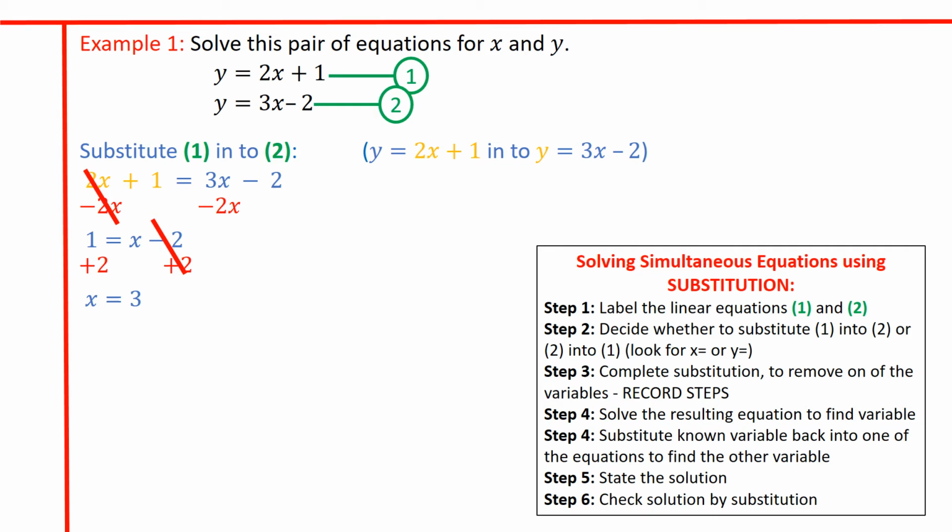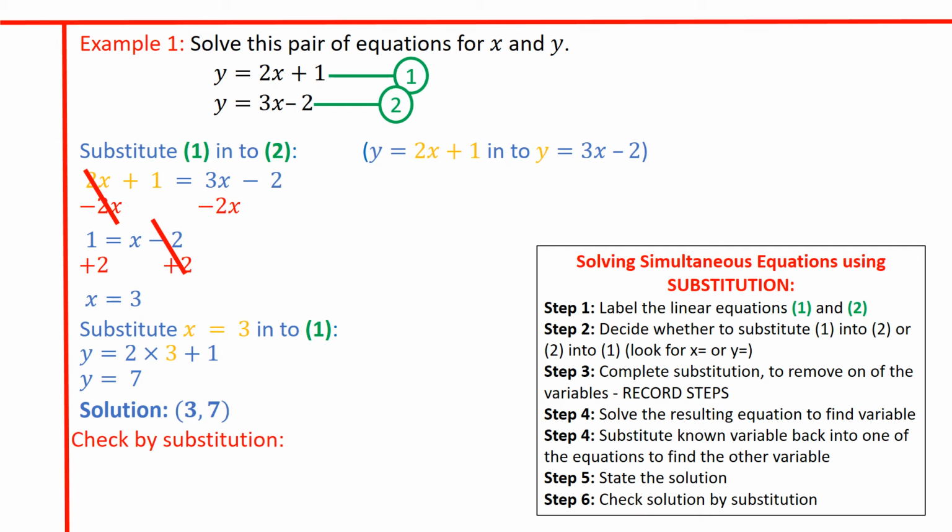So now we're up to step 4. We need to substitute the known variable back into one of the equations to find the other variable. So we know that x equals 3, that's half of the coordinate for our solution. We need to sub it into equation 1. Again, it wouldn't have mattered if we used equation 2 to find out what y equals. So we sub x in, so y equals 2 times 3 plus 1, which equals 7. So we need to state our solution as the coordinate (3, 7), which is where those two linear equations intersect.